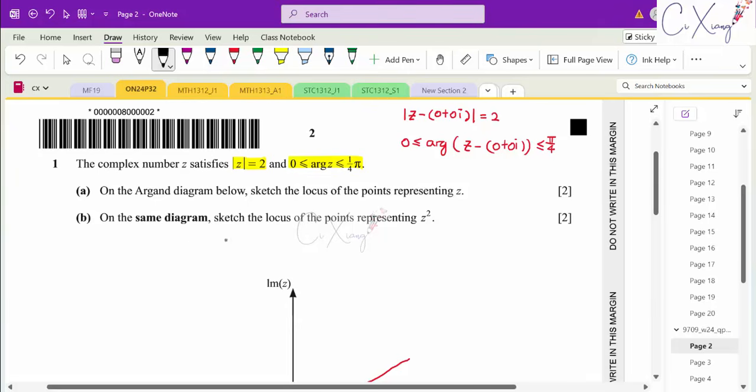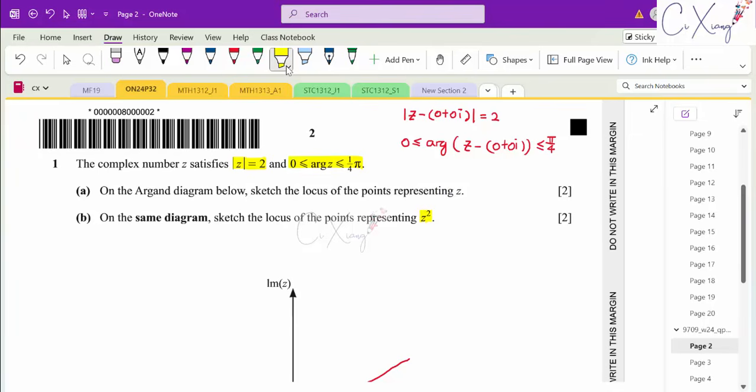So for part B, they also say that on the same diagram, sketch the locus of the point representing z squared. Okay, I also want to sketch the locus for z squared. So let us set up a little bit for z squared first. Okay, so for part B, previously we did learn a formula where the modulus of z squared basically can be obtained by using modulus z multiplied with modulus z. So just now you know that modulus z is 2, right? So you're having 2 multiplied with 2, and you are having 4.